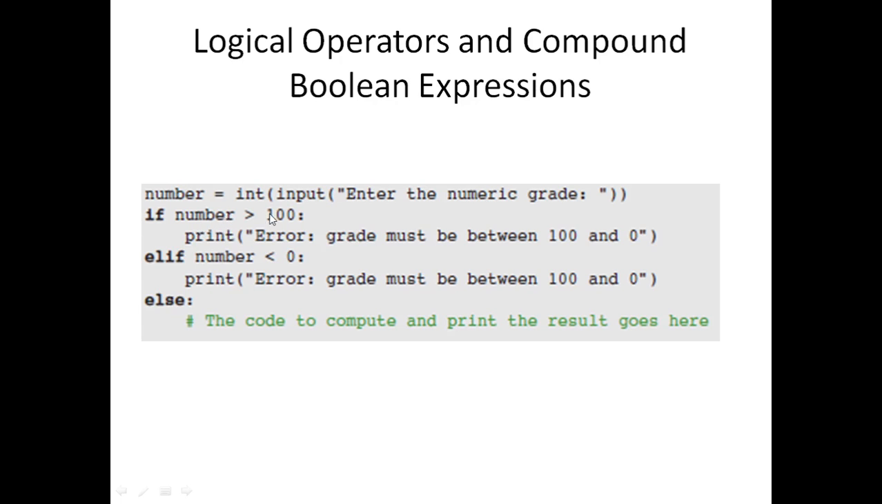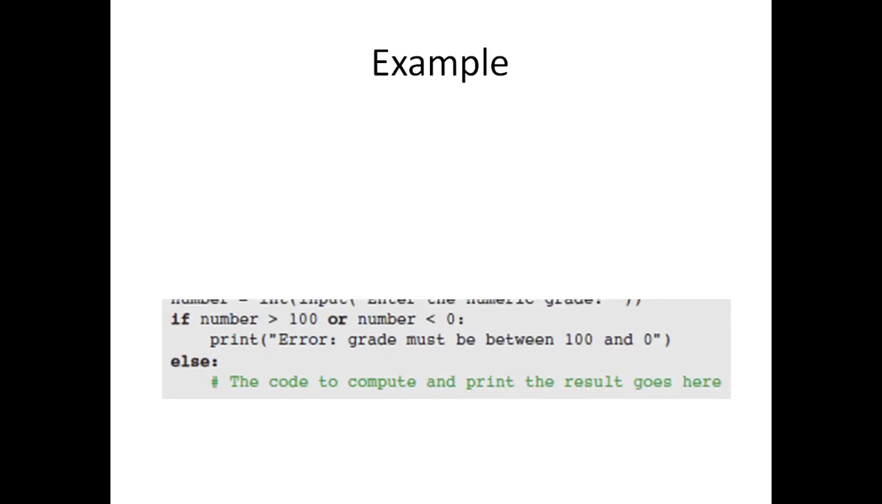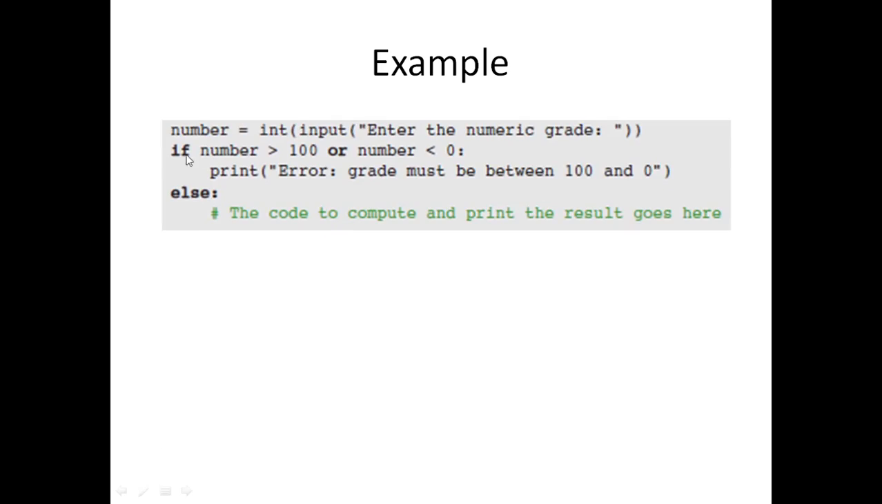If we see these conditions, both of them, number greater than 100 and number less than 0, should print the same error. So these conditions can be combined. One way to combine them is: if number greater than 100 or number less than 0. So this is the logical operator, or is the logical operator we use.